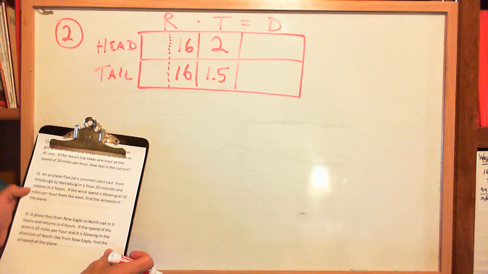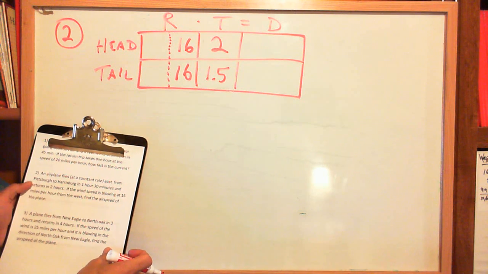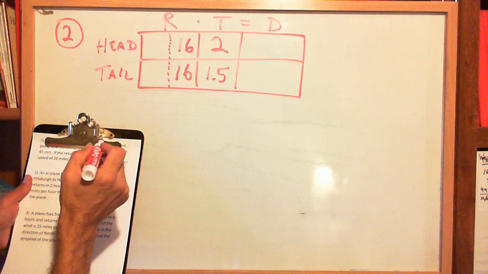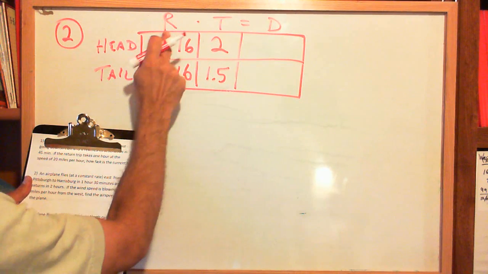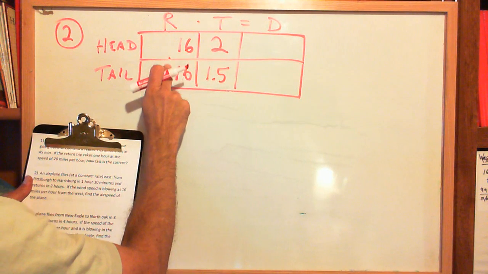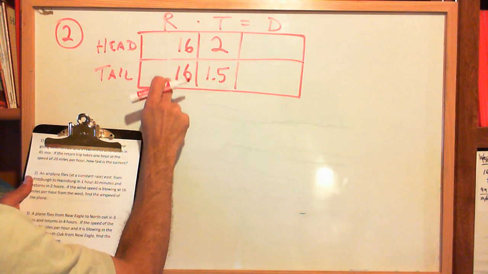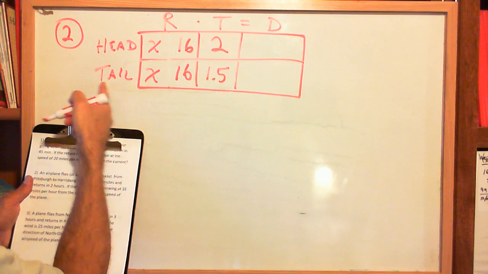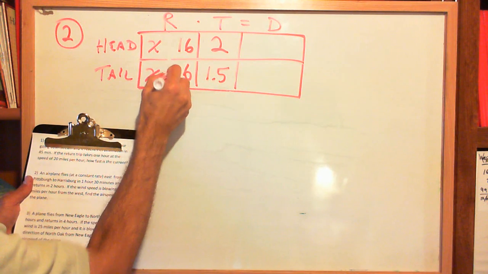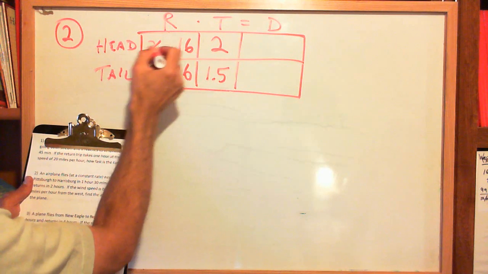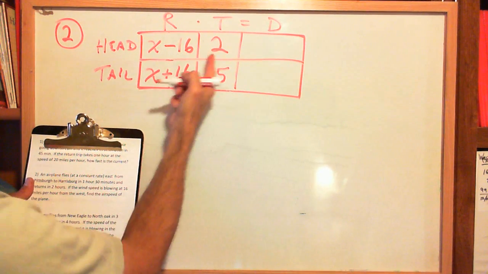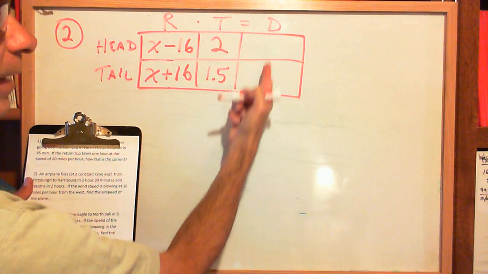It says the wind speed is blowing at 16 miles per hour from the west, going west to east. Find the airspeed of the plane. In other words, find this. I'm going to erase this little dotted line for a second, because I don't want that to confuse you. So this is what they asked us to find. The tailwind is pushing you faster. The headwind is subtracting, making you go slower. So now I just have to multiply to find my last column.